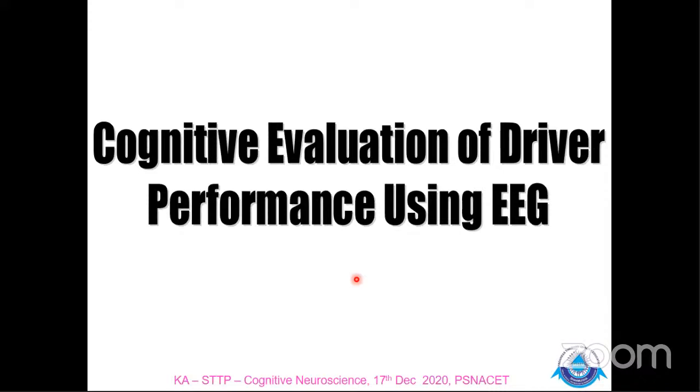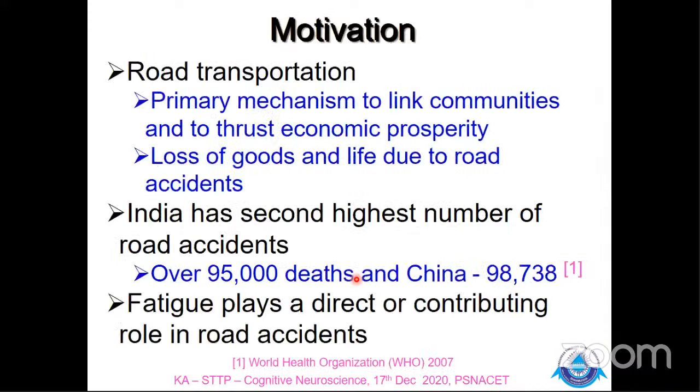We can evaluate them. Nowadays, road transport plays a crucial role. It is the primary mechanism linking communities and the economy, moving goods and our daily needs. So loss of goods and life due to road accidents is a crucial problem. In India, road accidents are a crucial problem.